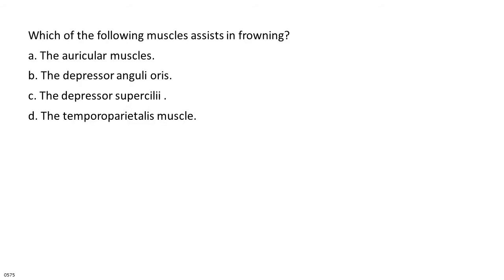Which of the following muscles assists in frowning? A. The auricular muscles. B. The depressor anguli oris. C. The depressor supercilii. D. The temporoparietalis muscle.